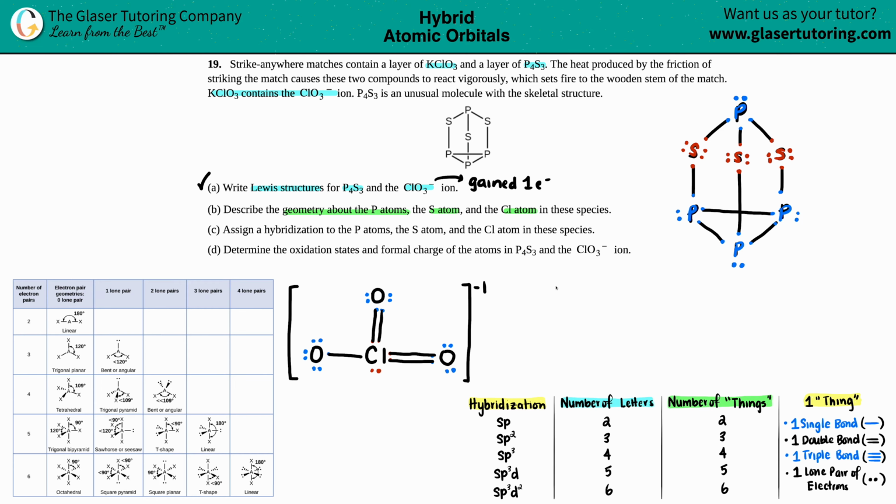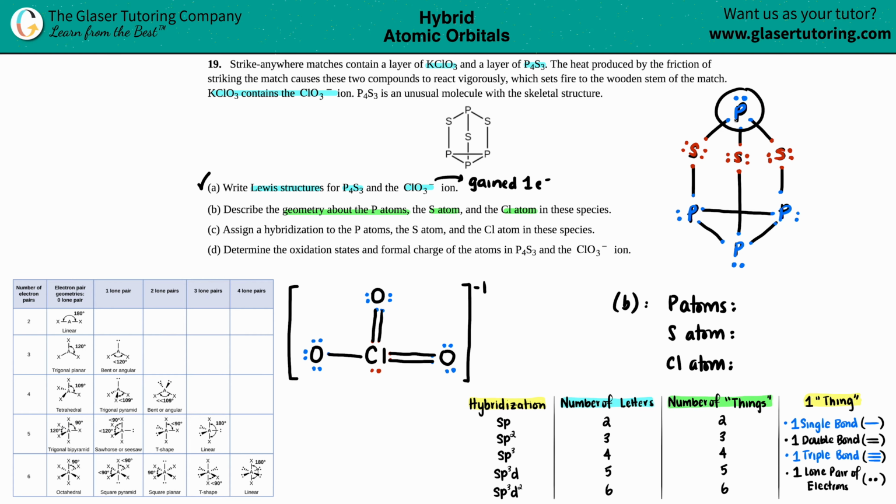So maybe we'll do B, right? And we'll say the P atom geometry, the S atom geometry, and the Cl atom. Okay, now when they say geometry, they're saying molecular geometry, which means that we have to know all of our molecular geometries by just looking at Lewis structures.